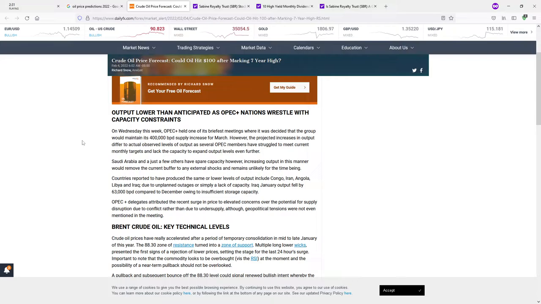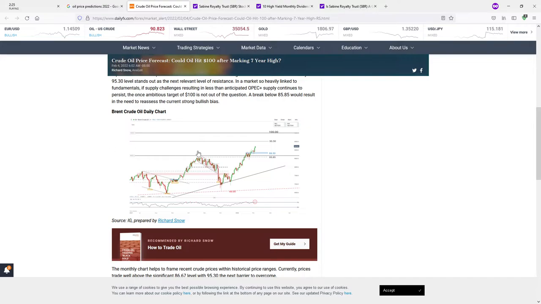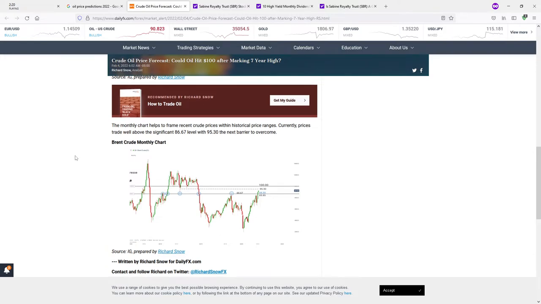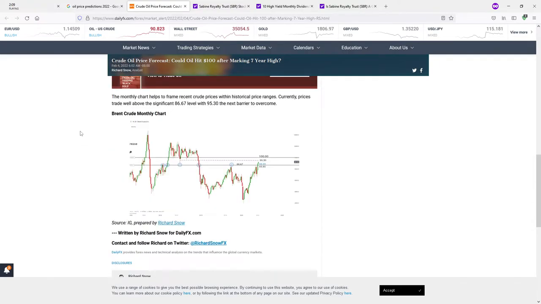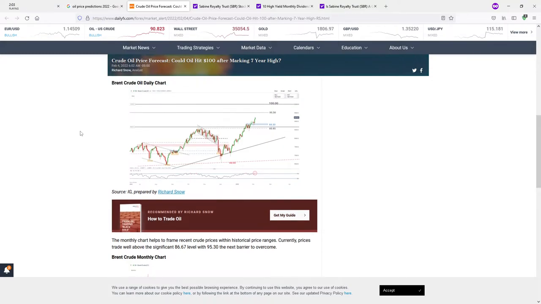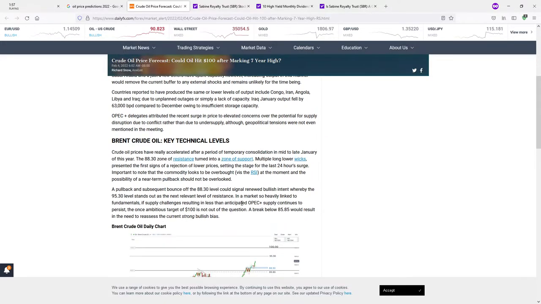Briefest meetings where we decided the group would maintain the... key technical levels. Blah blah blah. Nerd numbers, nerd charts. Frame crude prices with historical price ranges. Currently prices trade well above the significant 86.67 level. Well, I mean, things are a lot more expensive than they used to be too. You could say it's only been a few years, but it's something something inflation. Supply challenge anticipated, OPEC. Supply continues to persist. The once ambiguous target of $100 is not out of the question.